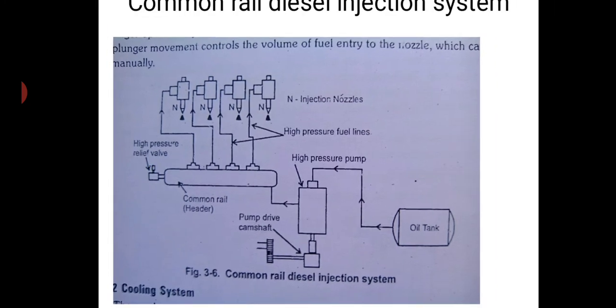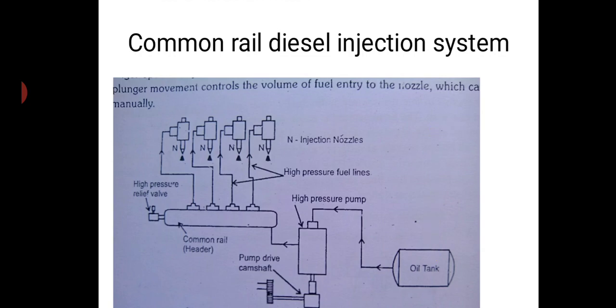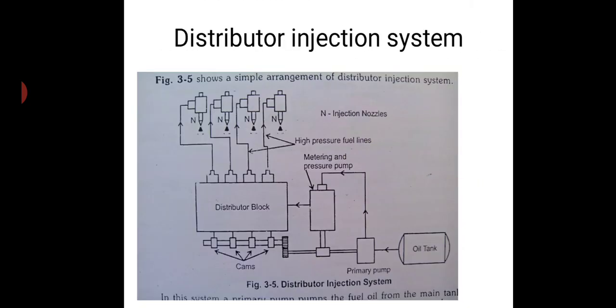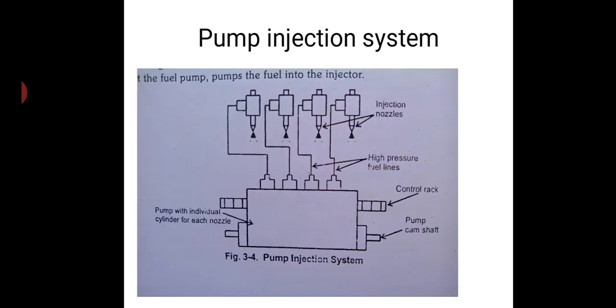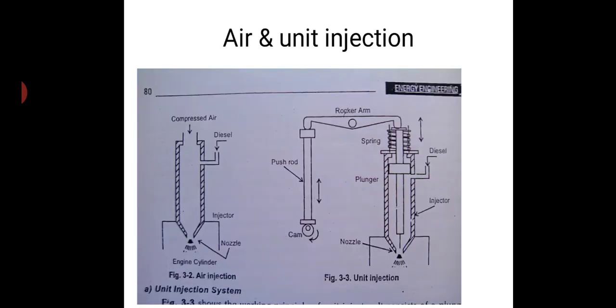Okay, so we have seen the common rail direct injection system. We have also seen the distributor system. We have seen the pump injection system. I told you this pump injection system is popular in old generation diesel cars and trucks. And the unit injection and air injection, where I said unit injection is for individual cylinders. Whereas in the CRDI engine, it is not a unit injection. There is a common pump and a common rail.